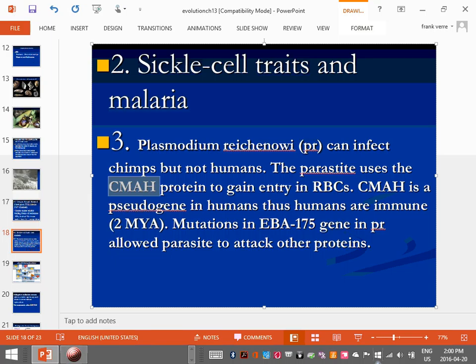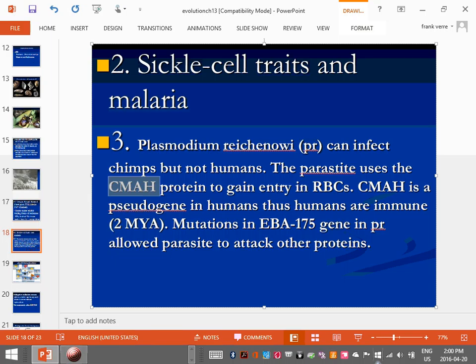Here's the thing. The parasite needs that protein to get into the cells. So if you don't make that protein, you have a major advantage. You can't get the disease. So guess what happened? Anyone who didn't make the protein survived, had kids, or was more likely to survive and have kids. Here's an interesting bit.